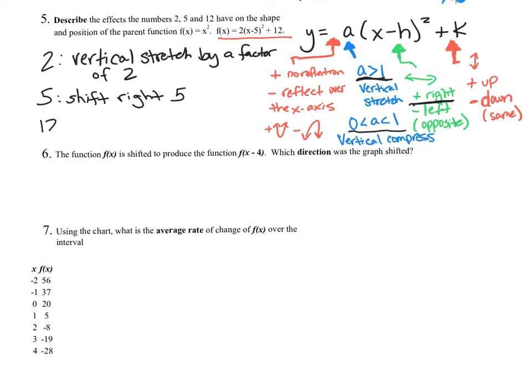Okay. And now let's look at our 12. Our 12 is in our K position, and it's positive. It stays the same. We don't have to change anything. So positive would go up. Okay. So we're going to shift up. Remember, we have to put our value. So we're going to shift up 12. Okay. All right, so let's look at our next one.